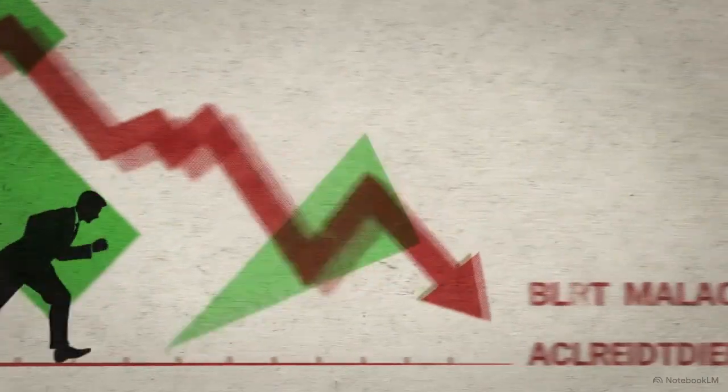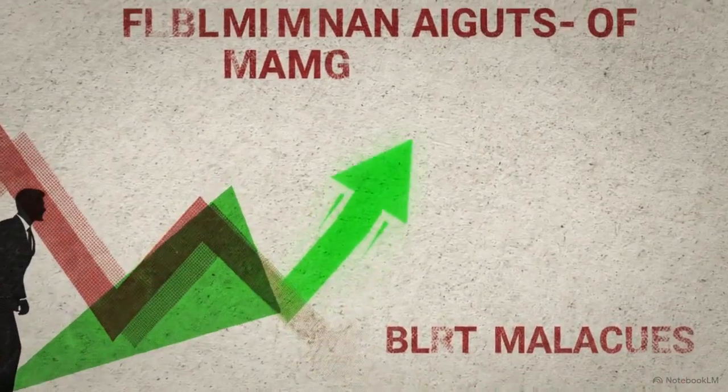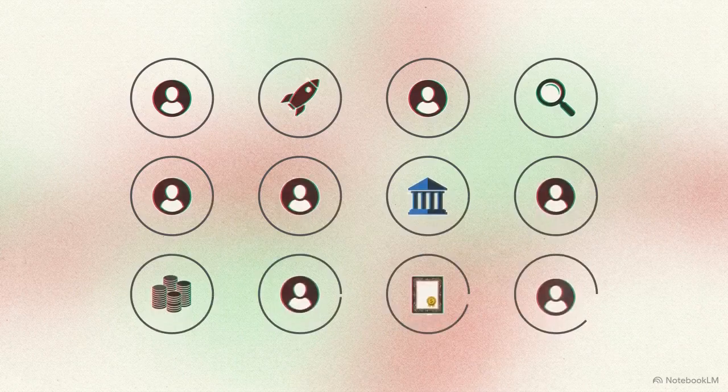This chart shows a terrifying red nosedive that suddenly skyrockets into the green. But what you can't see on this screen is the catastrophic investing mistake 99% of people are making right now, completely without realizing it. This diagram illustrates the 12 common investor profiles.